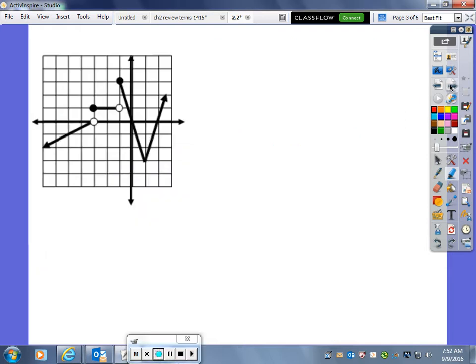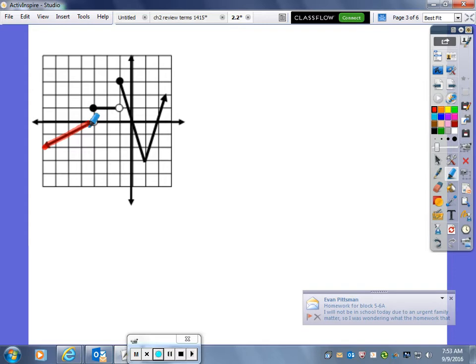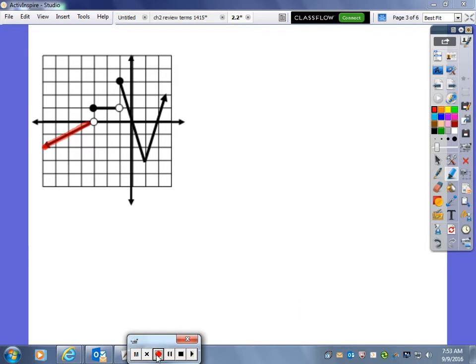Let's look at another example. Look at this function. It looks quite complicated, but don't worry about it. We're going to go step by step, and it's going to be just fine. Okay? Starting from the left, this is the part of the function we're looking at. And we can see that the slope is 1/2. And it goes up all the way to the point negative 3, 0.